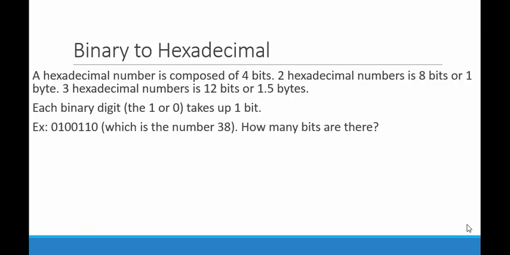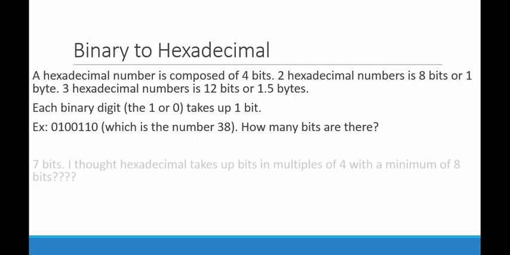We have 0100110, and that's the number 38 if we change it into a decimal ordinary number. And how many bits are there? Well, if we take a look at this number, we see there are 1, 2, 3, 4, 5, 6, 7. So we know this is going to have at least one hexadecimal number because I have more than 4 bits, but I only have 7, not 8. Well, if a hexadecimal number is composed of a minimum of 4 bits, how do I change this into hexadecimal if there's only 7 and not 8?